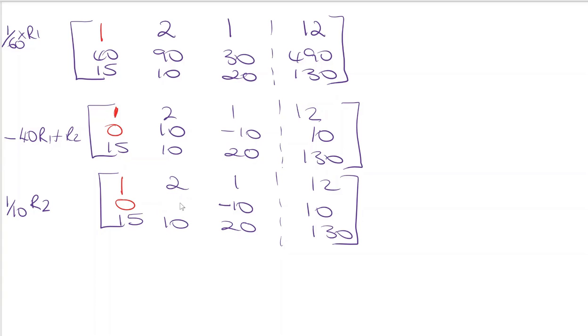10 divided by 10, well, this is going to become 1. So minus 10 divided by 10 would be minus 1. And then 10 divided by 10, this will be 1. So I'm looking, I've got my 1, and my 0.